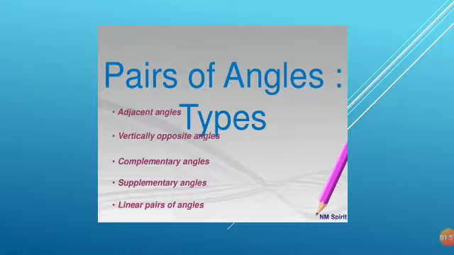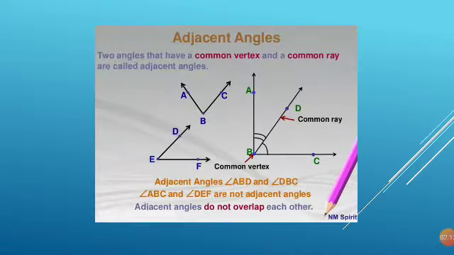Pair of angles: adjacent angles, vertically opposite angles, complementary angles, supplementary angles, and linear pair of angles. The first one is adjacent angles. Adjacent angles are two angles that have a common vertex and a common ray.